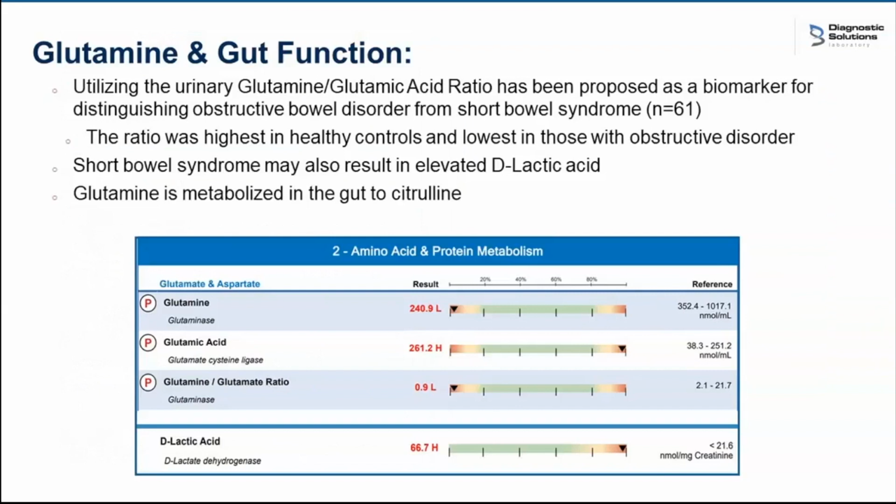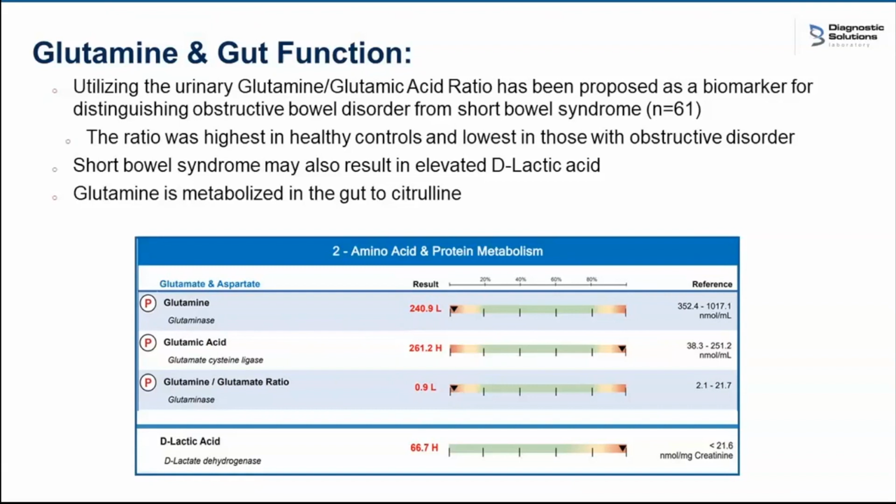And that's been proposed as a biomarker for obstructive bowel disease, distinguishing it from obstructive bowel disorder to short bowel syndrome. So this glutamine to glutamate ratio, higher is always better. The Framingham study and the PRIMED study have also found higher levels to be related to lower risk of metabolic and cardiovascular disease over decades. So it's not just for this.